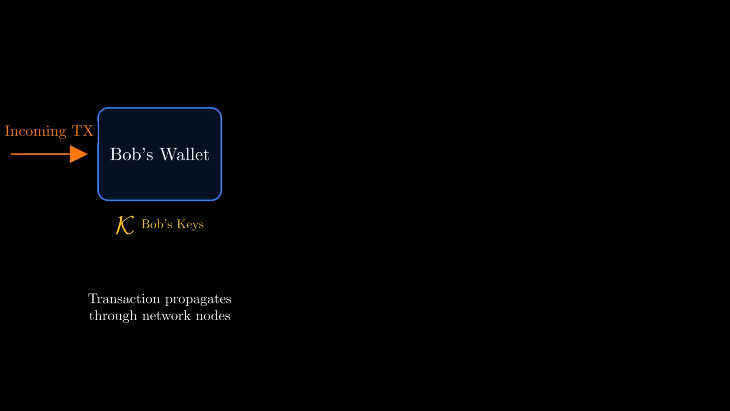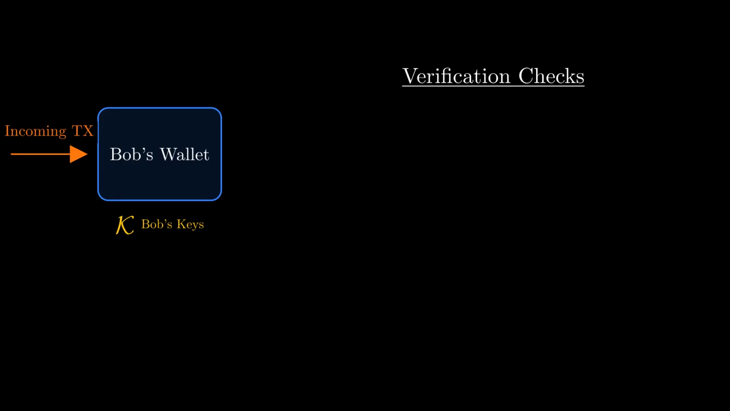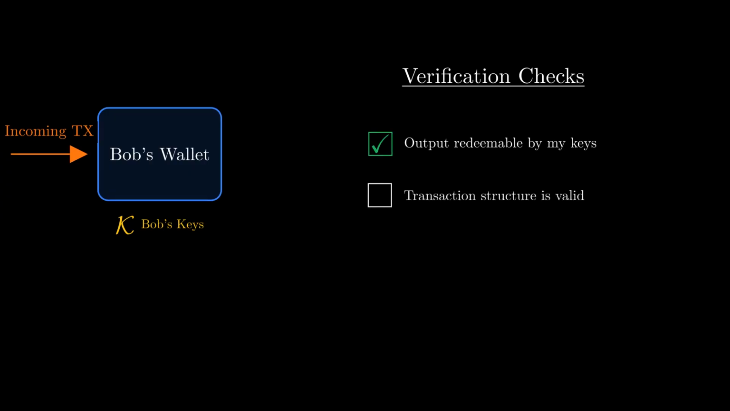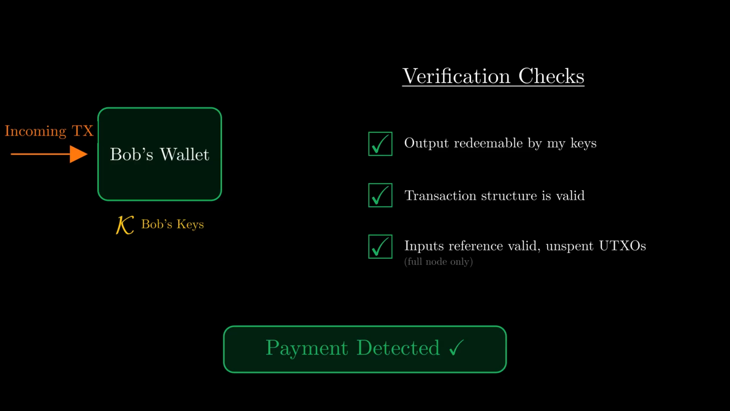On the receiving end, Bob's wallet watches for transactions containing outputs redeemable by his keys. Whether Bob sits 1 hop or 5 hops from Alice's entry node, the transaction reaches him in seconds. His wallet runs 3 checks. The transaction contains an output spendable by his keys. Check. The transaction structure is valid. Check. If Bob runs a full node, he also confirms Alice's inputs reference real, unspent UTXOs. Check. Payment detected. Every node on the network now holds a copy of Alice's transaction.